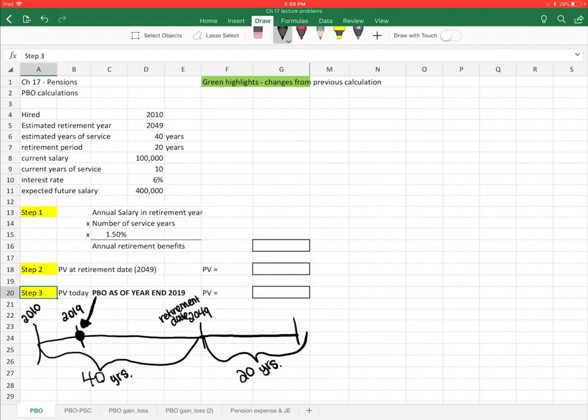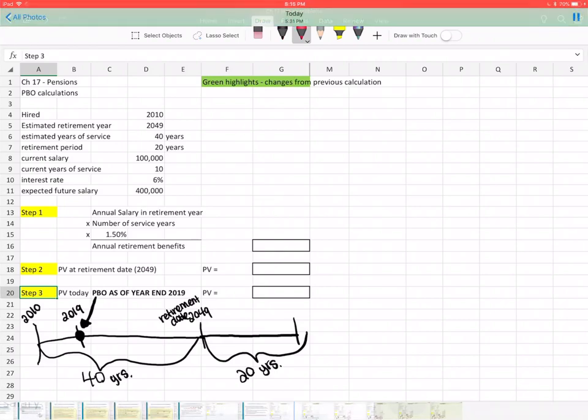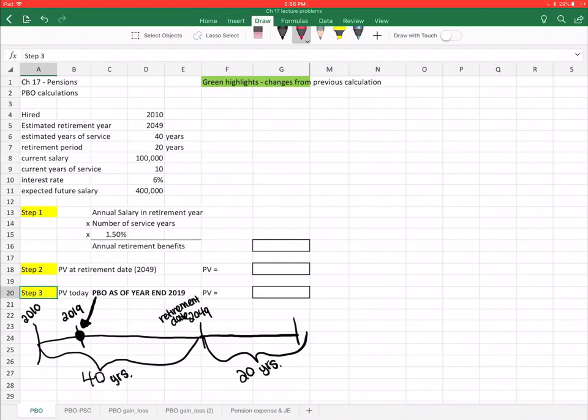Now, step 1 is always going to be to figure out what are we actually promising to pay her when she is retired. So if we look at our timeline, where we are first in step 1 is right out here, her retirement period. Every year for 20 years, she's going to get a retirement benefit. We need to know in step 1 what that retirement benefit actually is. So we can use the formula that they give us.